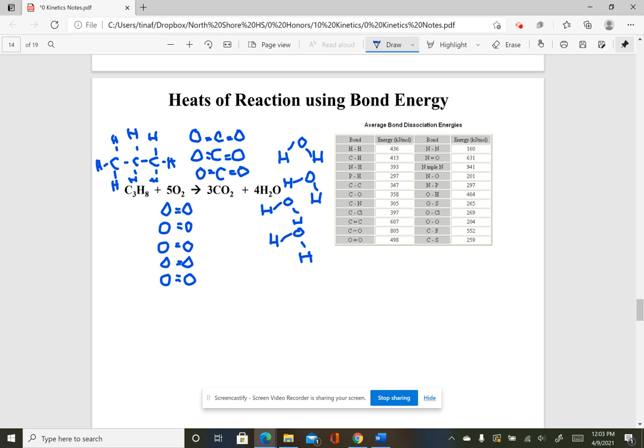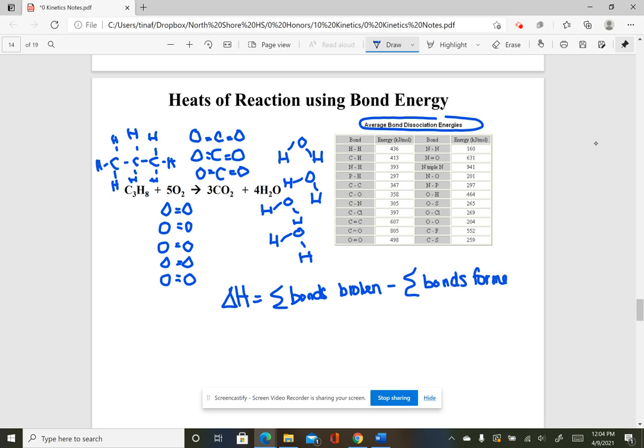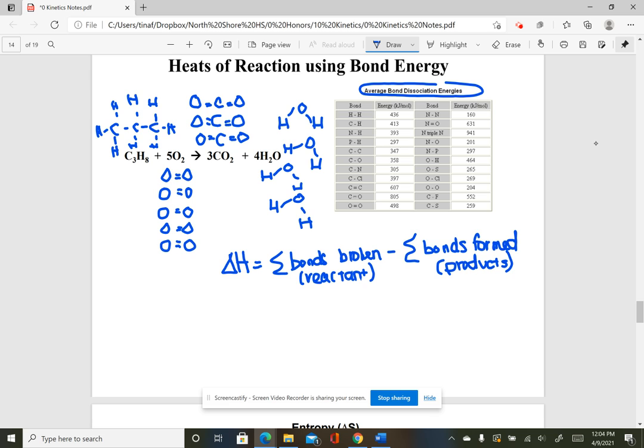Okay, so as far as calculating delta H goes, if it's a bond energy type of question, and again, you'd have to be given this chart, the amount of energy to break a bond. You wouldn't have to know any of this. You want to do the opposite. You want to do the sum of the bonds broken minus the sum of the bonds formed. Now, bonds are broken on the reactant side, and bonds are formed on the product side. So we're subtracting in the opposite direction here, okay? So let's take a look at what we have.